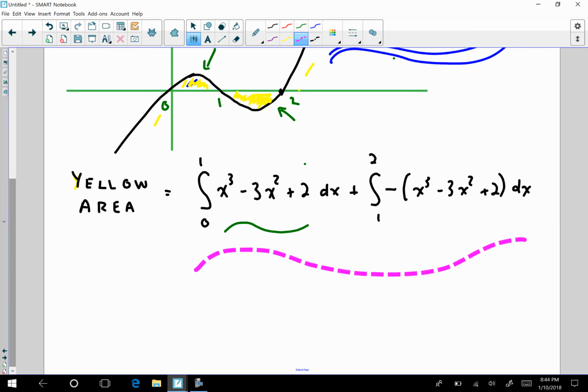That should be a nice video to get you started on Orange Book 41 through 48. Do not do the other problems, just stick with 41 through 48. Those are some good area problems.